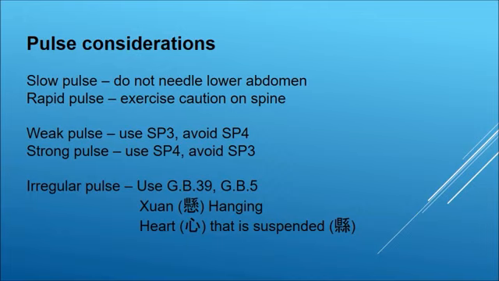For the irregular pulse type, I add gallbladder 39 and gallbladder 5. These are called Xuanzhang, the suspended bell, and Xuanlu, the hanging skull. The character Xuan indicates that the heart, the mind, is suspended, which is what happens when a regularly irregular pulse is there. For this reason, these points can also be used in cases of stroke where it was the mind that got suspended.